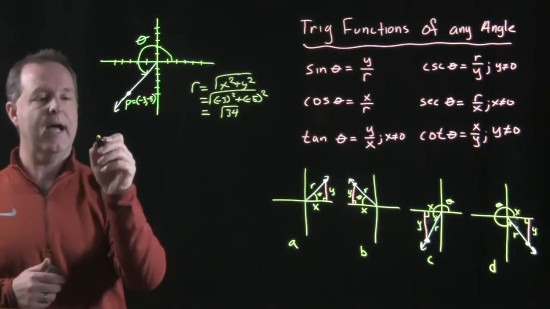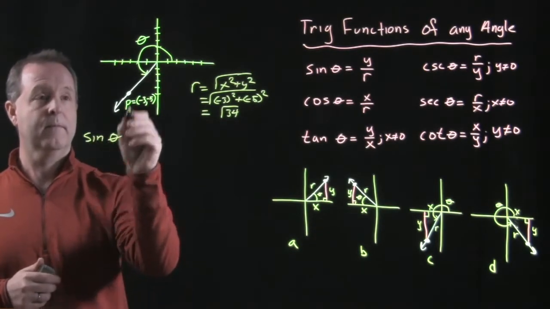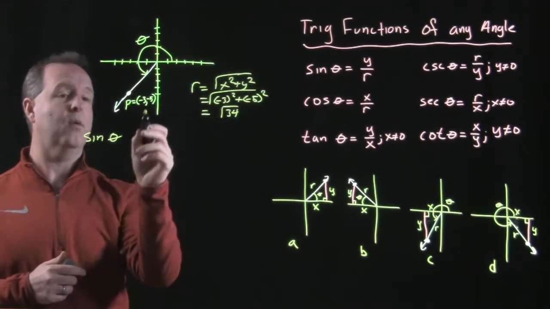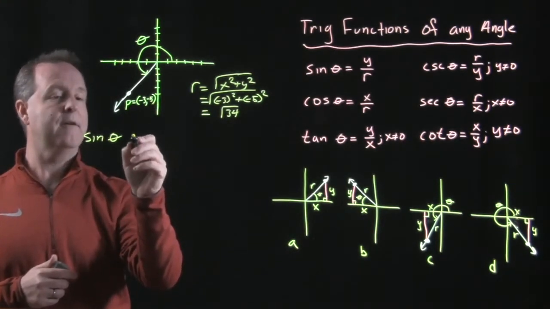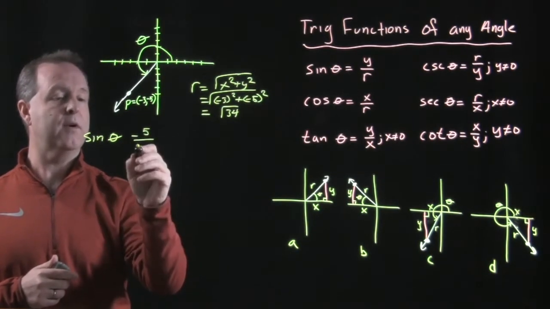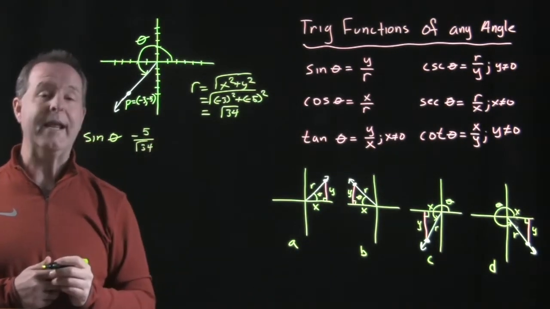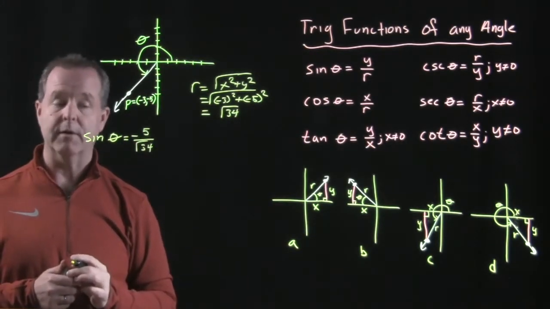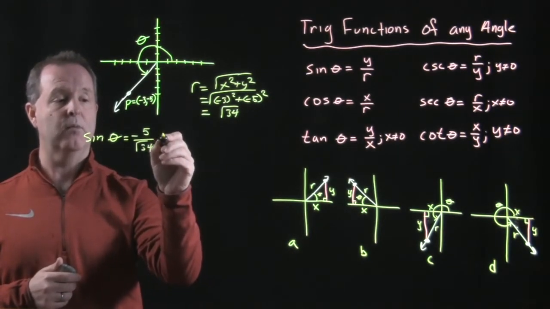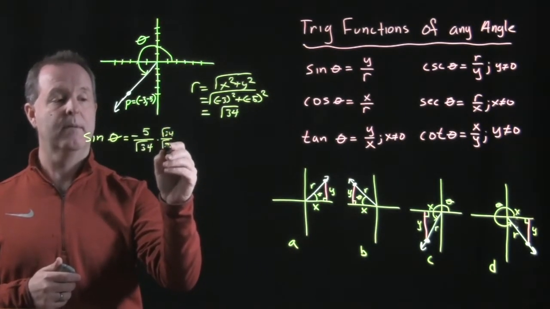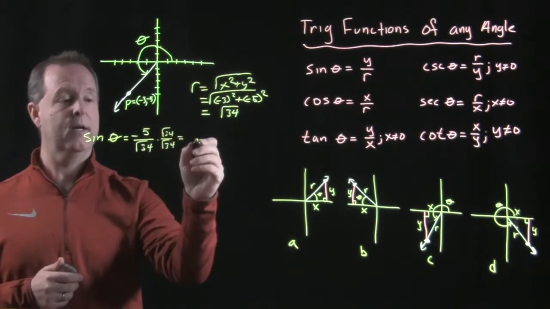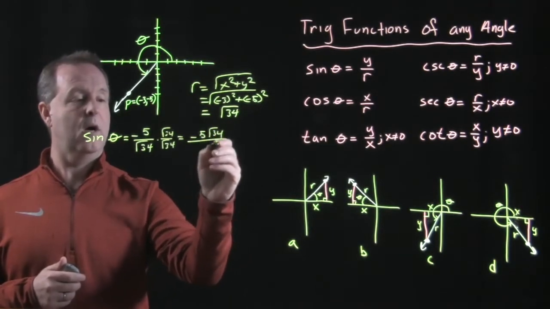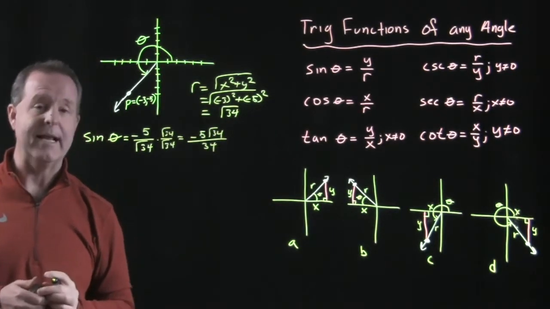So if we wanted to find the sine of this theta, this particular angle, we'll notice that it is the y value, which is -5, over root 34, which is the radius. And then we would need to rationalize the denominator as well. So let's multiply top and bottom by a clever version of 1, which is root 34. Then my sine of theta would be -5 root 34 all over 34. And that's the sine of theta.